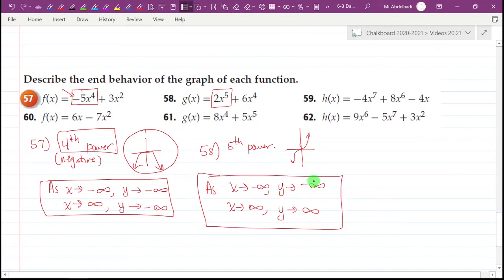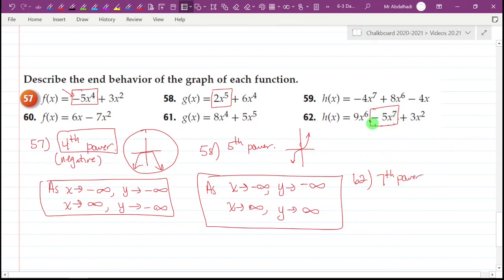Okay. Let's try 62. They're trying to mess with us here. The first term is not the lead term. The second term is the lead term. See, the seventh power is actually here. And it's a negative seventh power. Look at that. Okay, they're trying to fool us. So if you're paying attention, that's the highest power. So this is a seventh power.